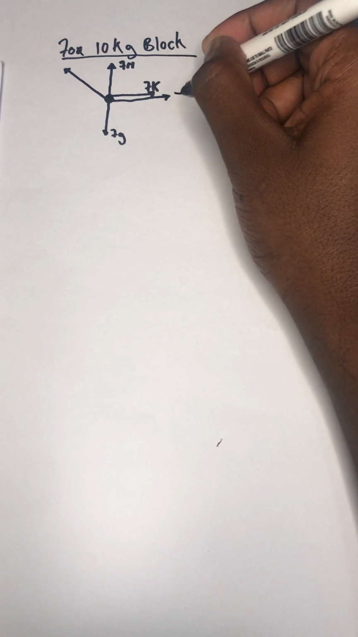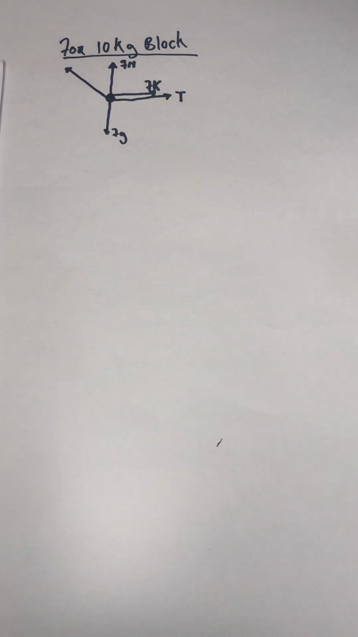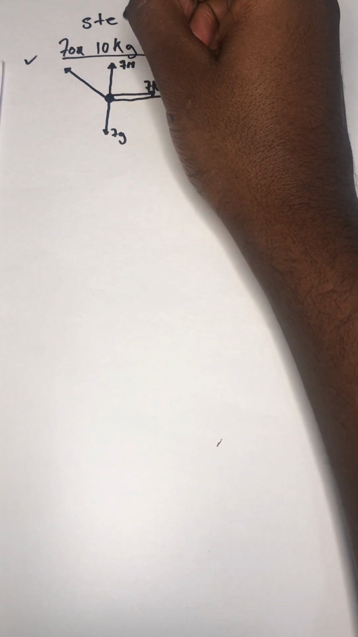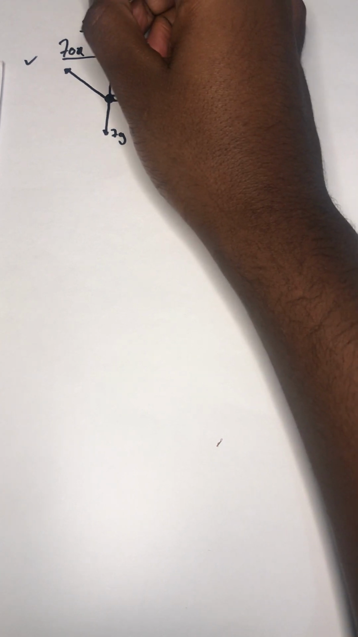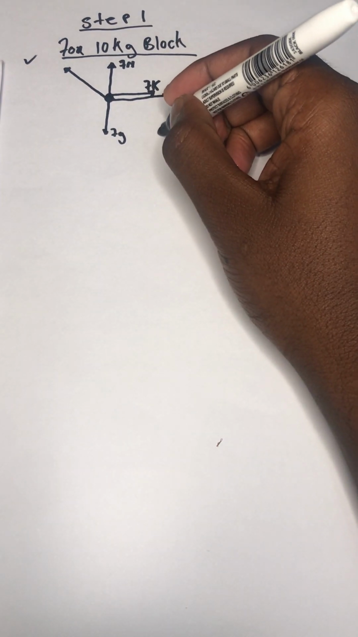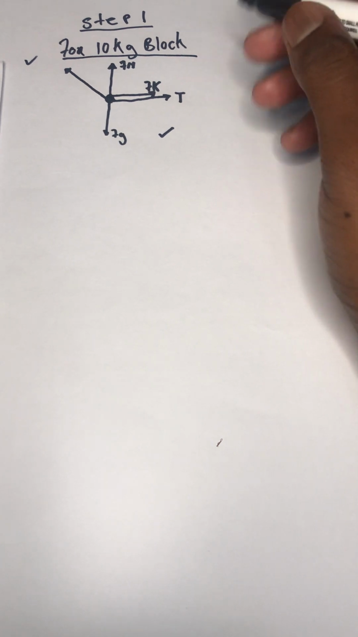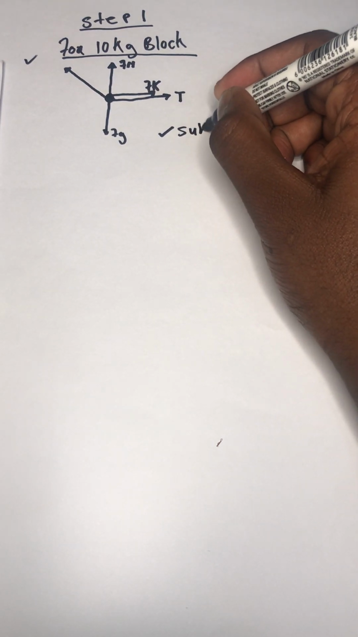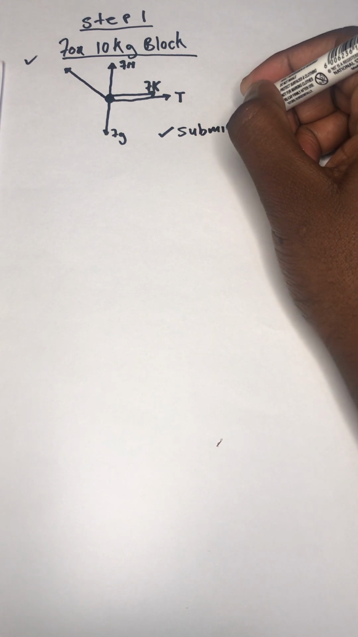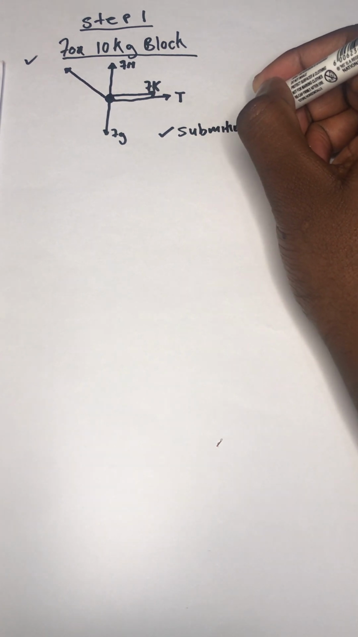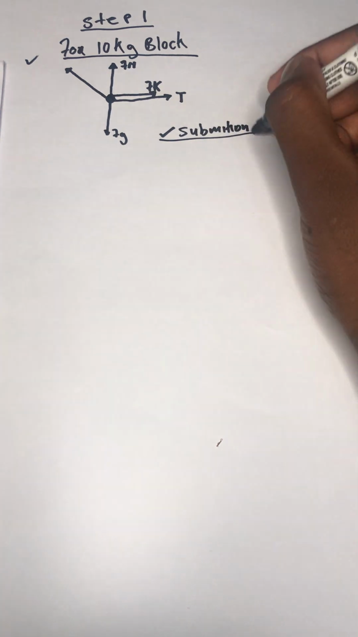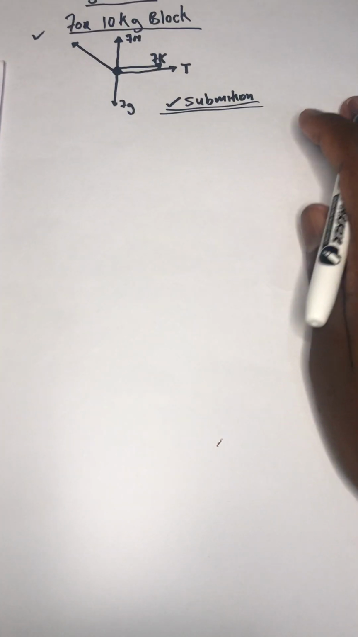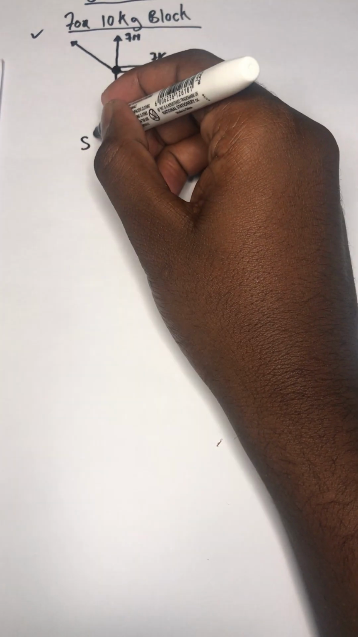So this is step 1. This is uqala le free body diagram esesiyenza for submission. This is for submission. Make sure you draw a free body diagram for a 10 kg block. You submit le. And then it's step 2.